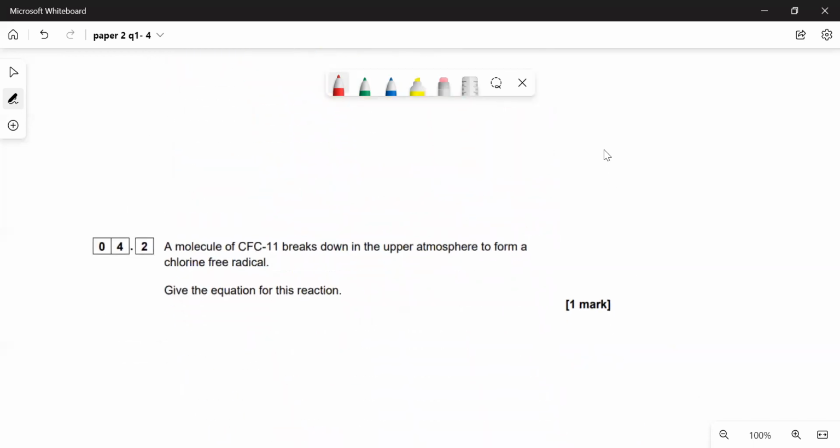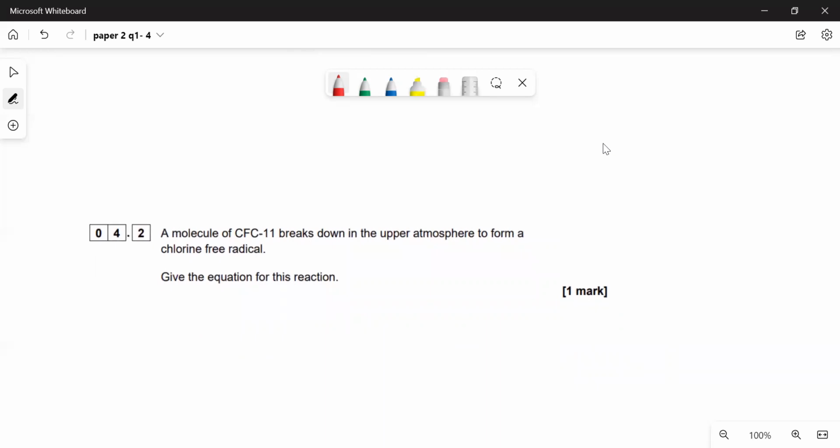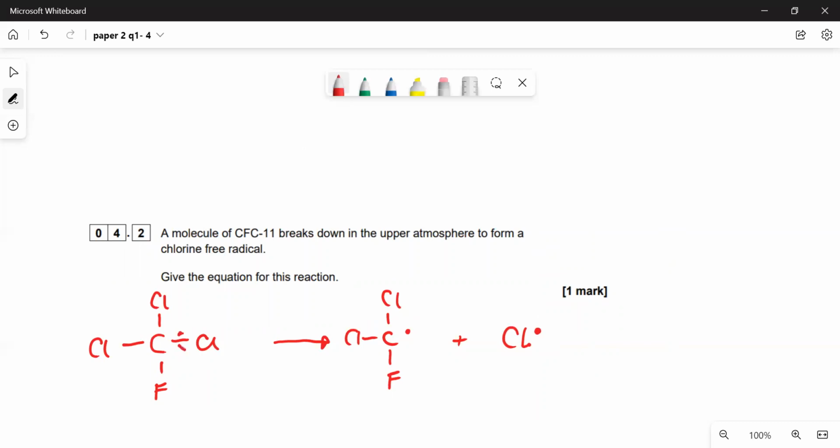4.2, a molecule of CFC11 breaks down in the upper atmosphere to form a chlorine free radical. Give the equation for the reaction. So let's draw that out. UV light will break the bond, and you're going to end up with that free radical and the chlorine free radical. The pair of electrons in that bond, one goes to the chlorine, one goes to the carbon. It's broken by the UV light.